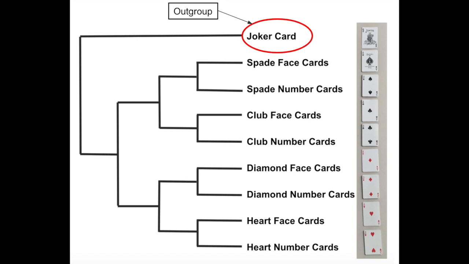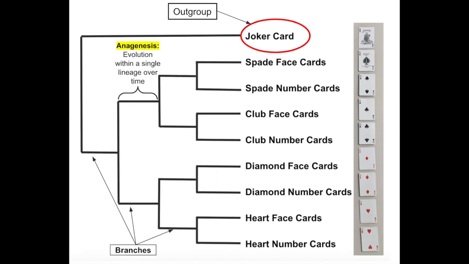A rooted phylogenetic tree means that we have an outgroup species that is the most distantly related species that shares a common ancestor with the rest of the species in the tree. In this case, our outgroup species is the Joker card. This outgroup species is the root of our tree, so we can determine both the distance between the OTUs as well as when each species diverged from common ancestors.